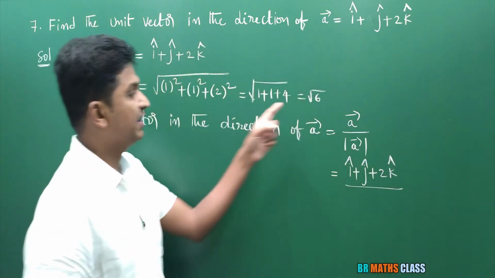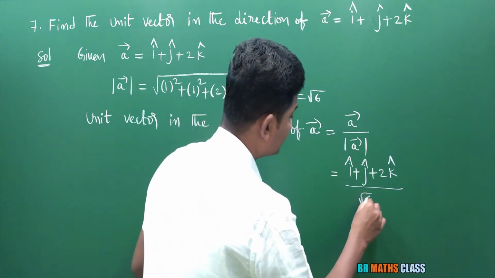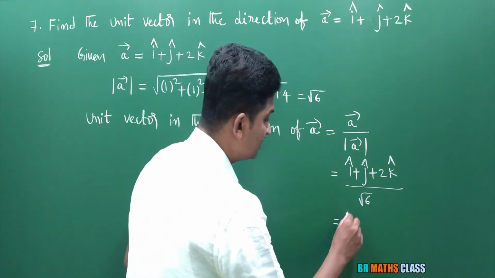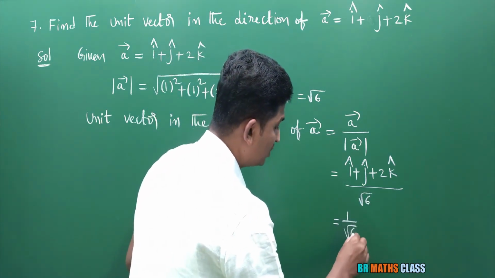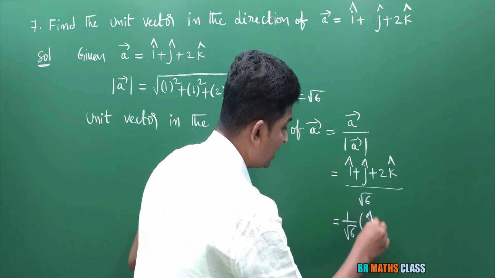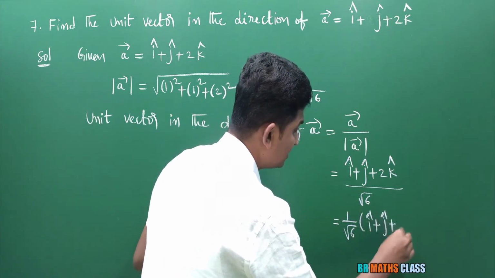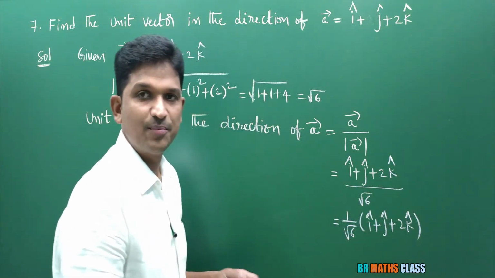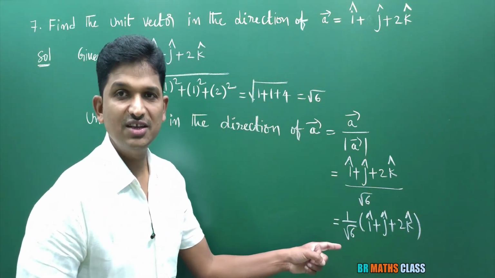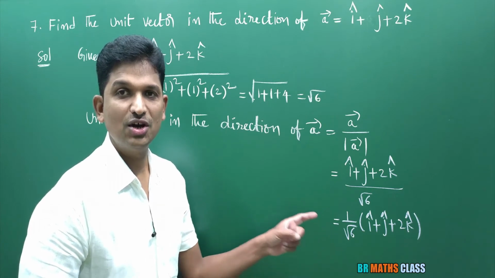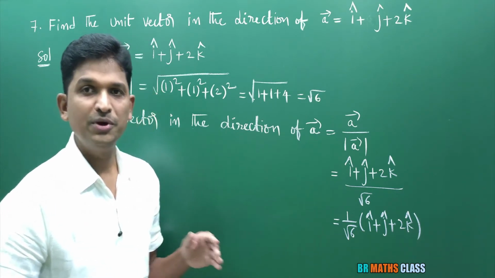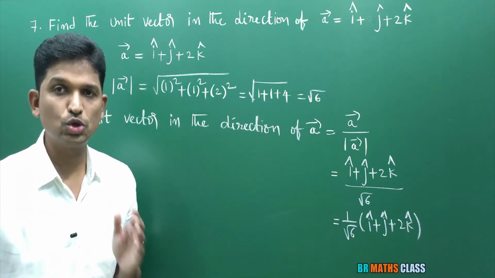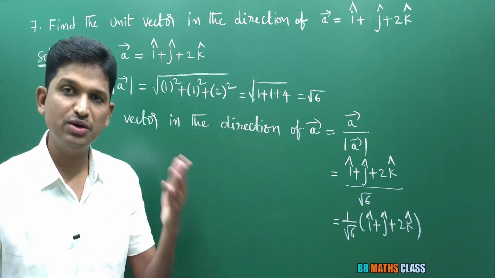I got the magnitude of A bar as root 6. So I can write this as 1 by root 6 into I cap plus J cap plus 2K cap. This vector I can simply write like this. What is this? This is the unit vector along the direction of A bar. I hope you understand this solution. Now we will move to the next question.